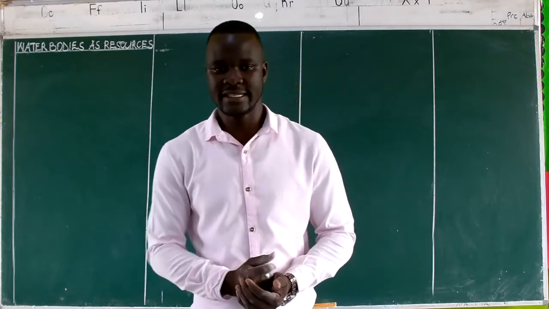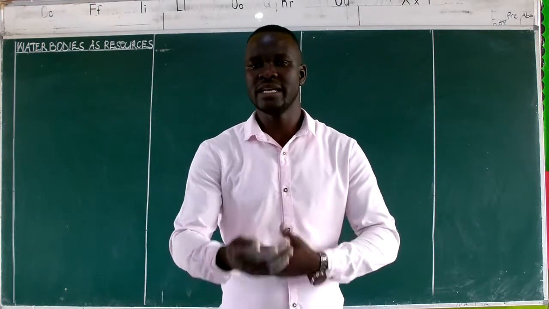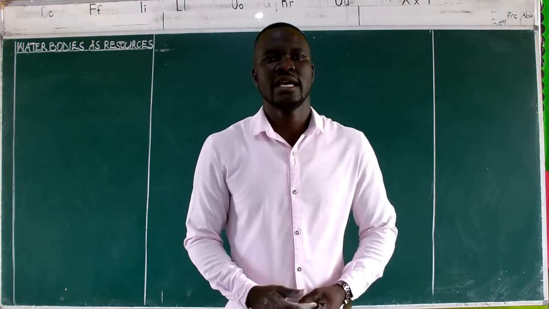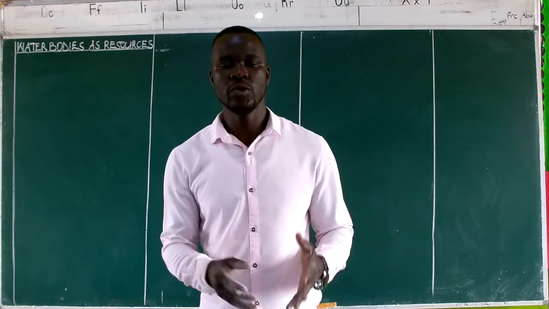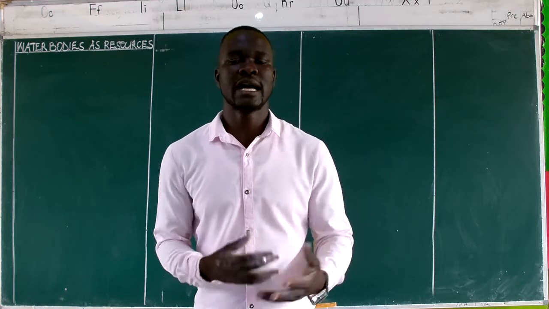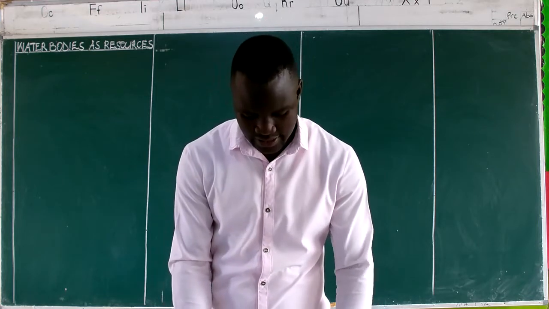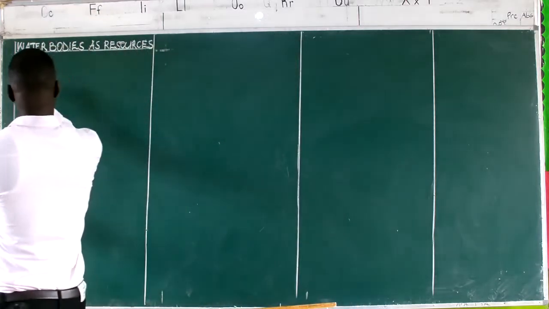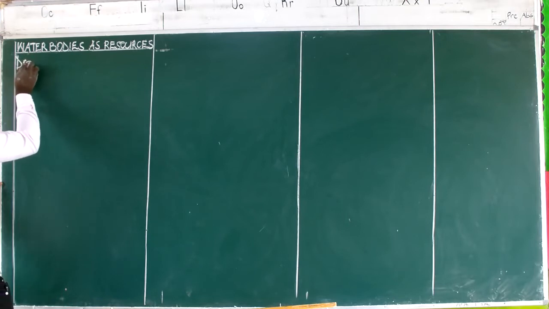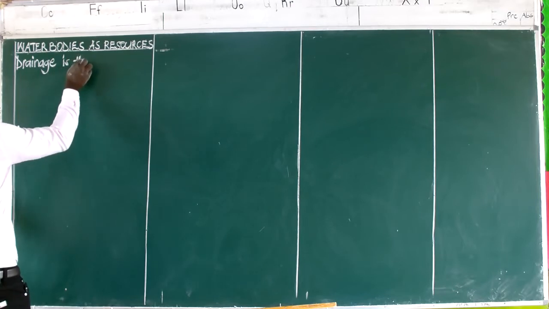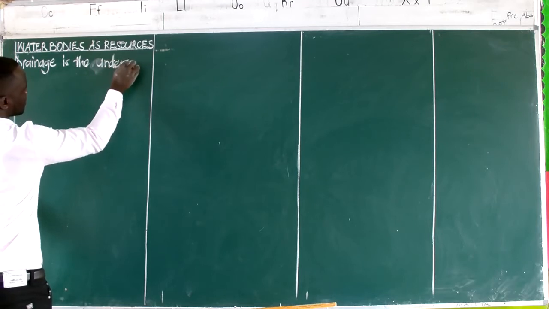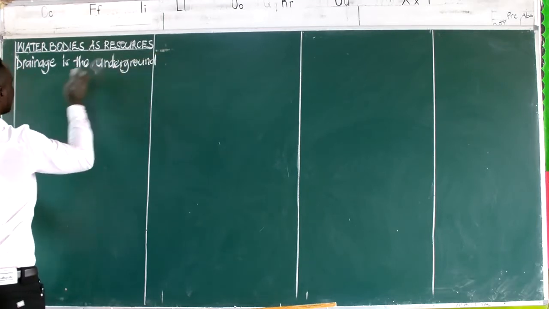When we talk of drainage, we simply mean the underground water system, which means we are going to look at the water bodies that we have in East Africa and how they become resources. How do they become useful to us in East Africa? So we have drainage defined as the underground water system.